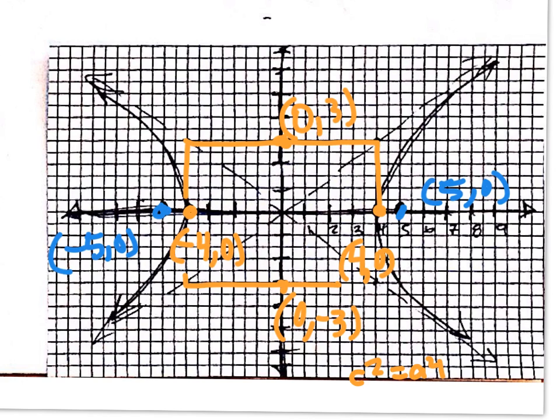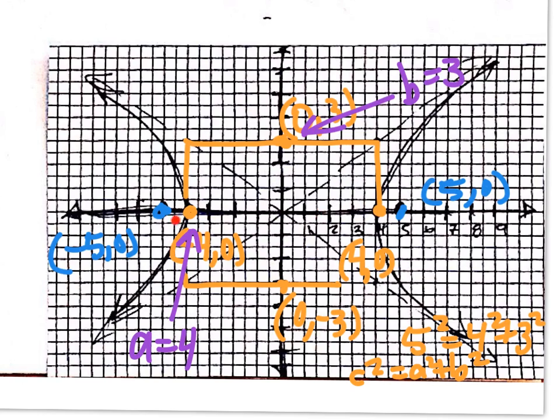Let's see. C squared equals a squared plus b squared. Is 5 squared equal to 4 squared plus 3 squared? You betcha. So our vertices are 4 away. B in the equation is 3 away. This is the box. These are the asymptotes. And this would be our nice hyperbola. Okay, good graph. So from this, we can determine that a equals 4, and we can determine that b equals 3.